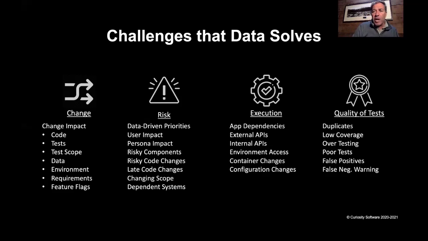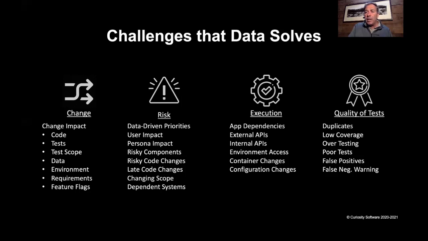It also focuses on risk. It can actually give you data-driven priorities in real time, allowing you to alter what tests need to actually be constructed and maintained and executed in order to meet the objective of the particular sprint or the particular release cycle. It could show different user impacts, different persona impacts. So if there's a changing persona in how people are actually using the system, that should be notified automatically and not have to be discovered later on down the line. It can highlight risky components, risky code changes, late code changes, changes in scope, and changes in the dependent systems.